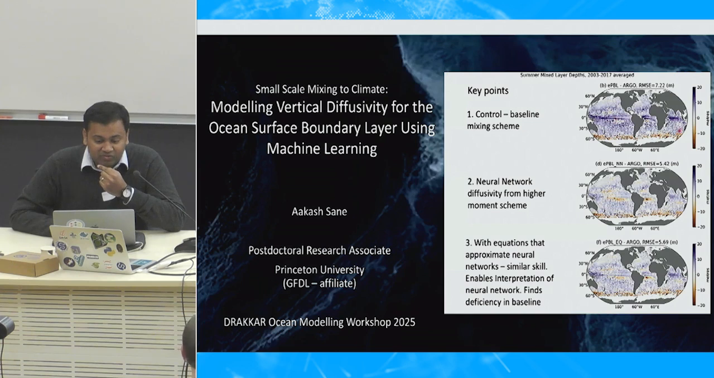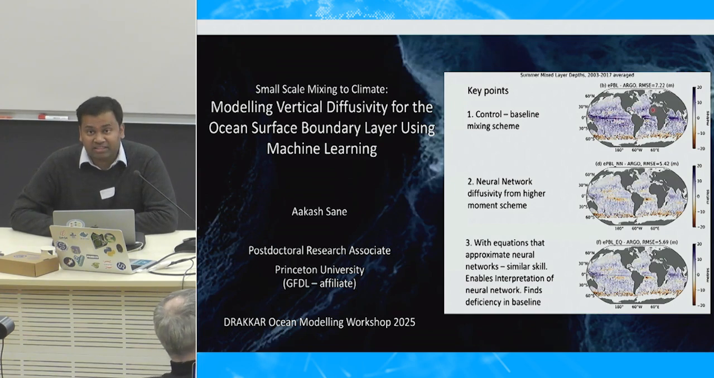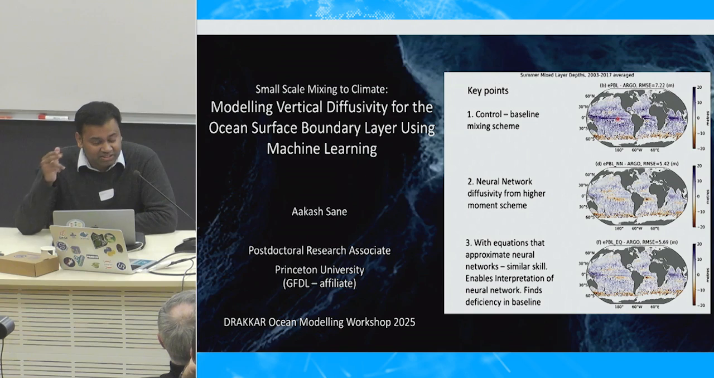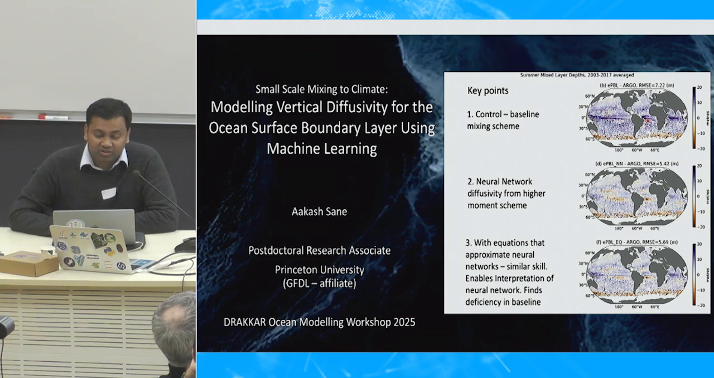And in this first plot that you see over here on the right is the summer mixed layer depth, defined by the minimum of monthly average mixed layer depths. And I'm comparing about a 15-year average with Argo data. And we can see that in this simulation, the model is predicting a deeper mixed layer depth at the equator and near the equator. And you see this by this blue shading over here, right? So the control scheme predicted a deeper mixed layer depth.